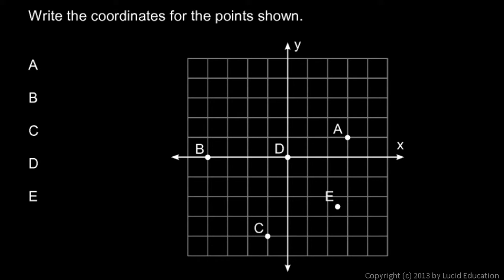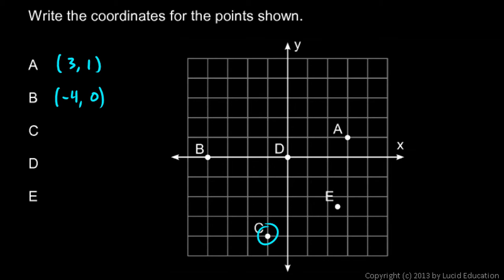Okay, this is similar, except we're given the points plotted, and we're going to find the coordinates based on where the points are on the plane. So look at point A first. To get to point A from the origin, we go to the right 3 and up 1. So A is the point (3, 1). To get to point B, we go to the left 4. So that's -4 for x, and there's no movement in the y direction. So the y-coordinate is 0. Point B is (-4, 0).